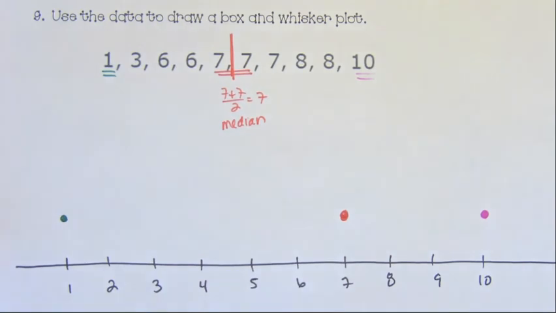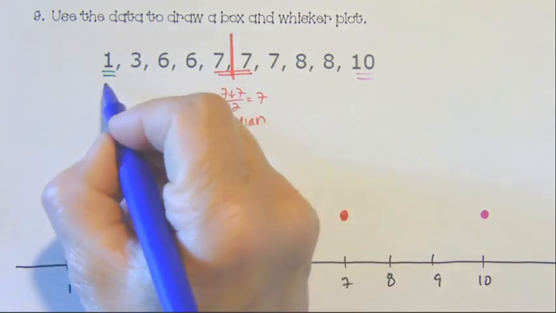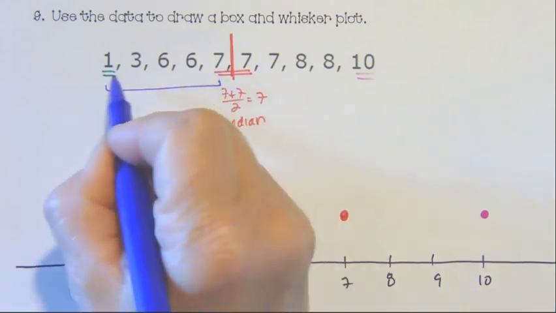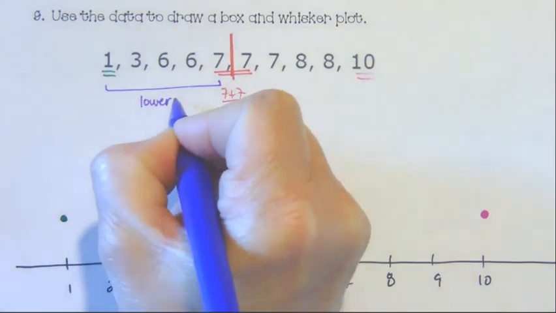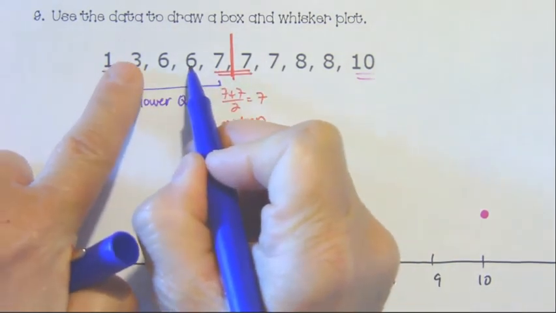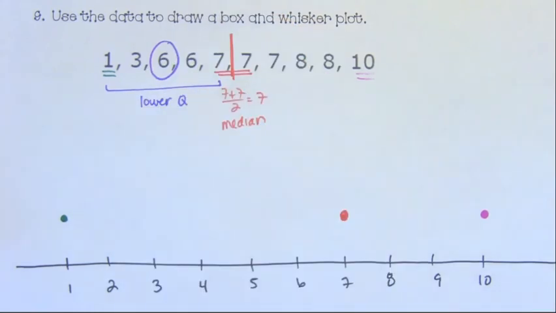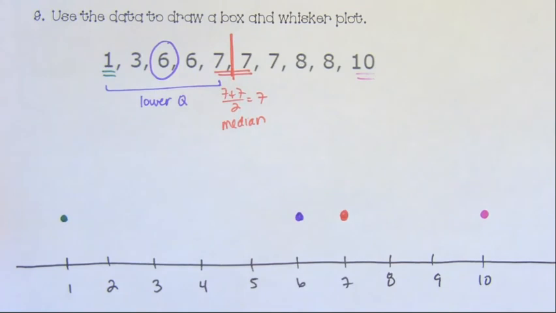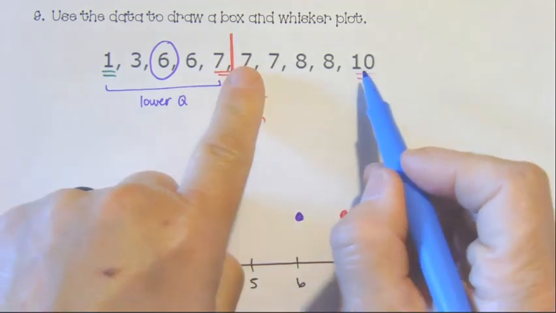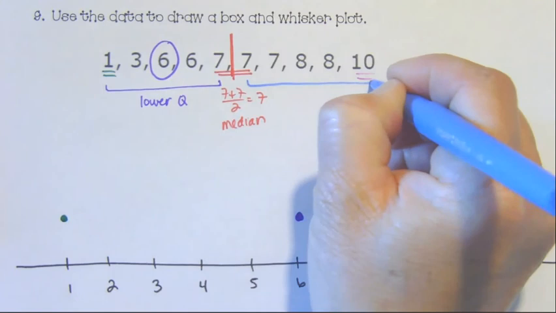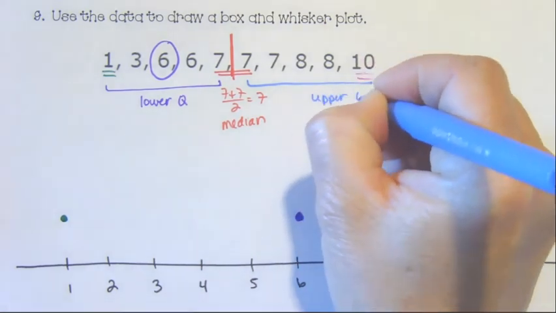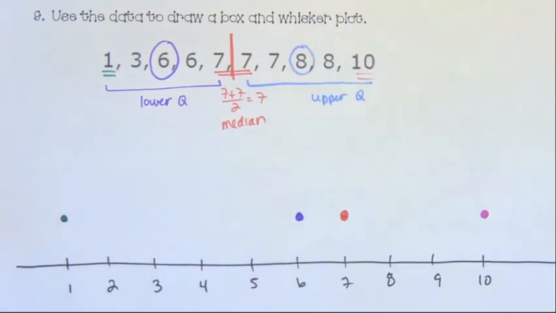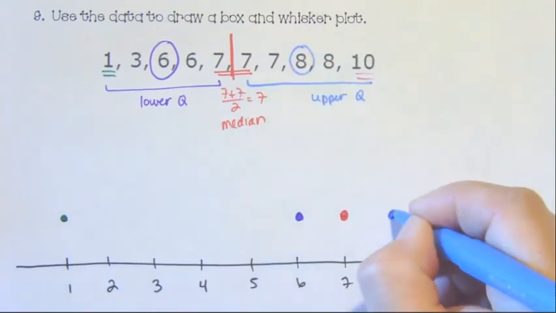All right, the lower quartile is the middle of the lower half. So there's my half, or the lower half. I need to find the middle of this. So my lower quartile would be this number 6. So my lower quartile is just the 6. My upper quartile is the middle of the upper half. So here's my upper half. I need my upper quartile, and I just need to find the middle. It's at that 8 right there. So the 8 is my upper quartile.